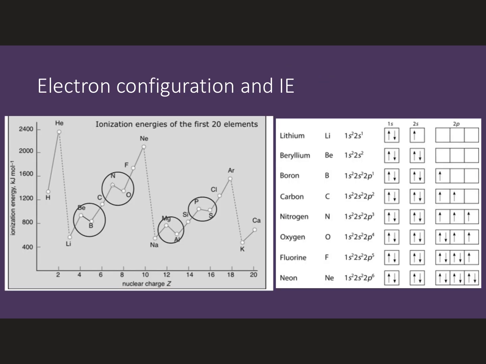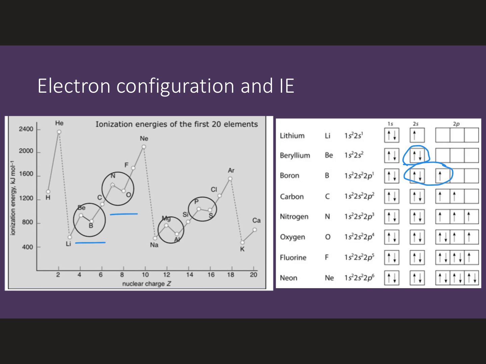There are a few blips along the way as we're looking at effective nuclear charge, electron configurations, and ionization energies. For example, I'm highlighting here a couple of little disconnects that don't follow that trend, such as beryllium to boron. Let's look there. Beryllium has a full 2s shell, whereas boron has a 2s and then that singular p electron.